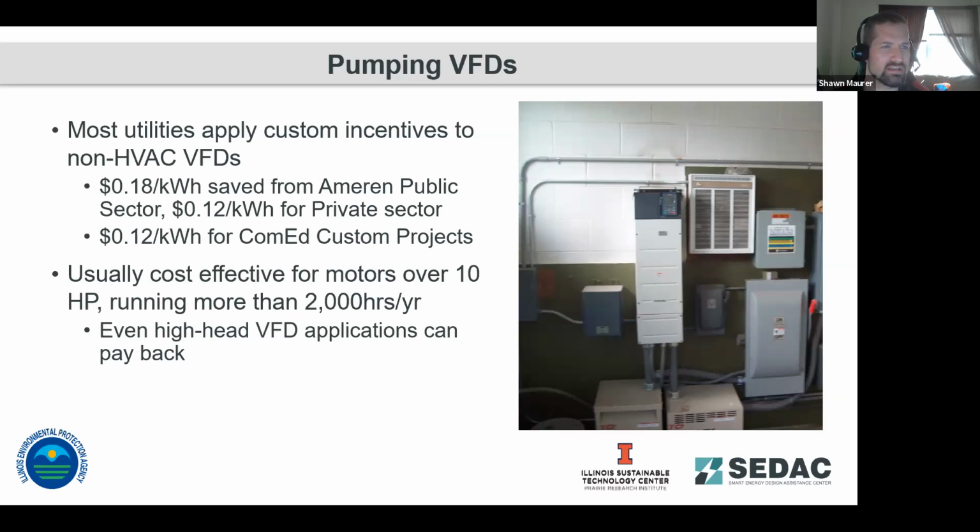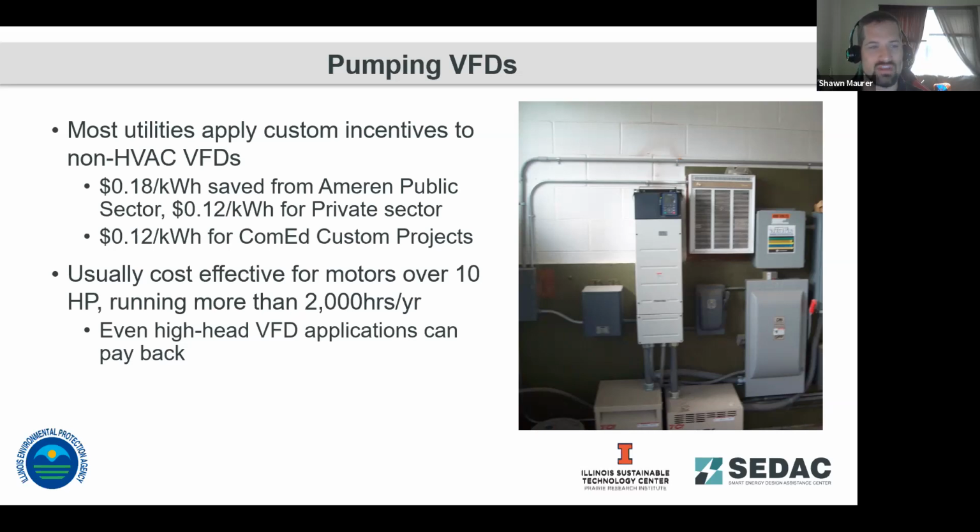So touching on pumping VFDs, as I've noted, most utilities have some incentive for non-HVAC VFDs based around a custom incentive process. So Ameren Illinois has an 18-cent per kilowatt hour incentive for public sector facilities to do customized projects. And in ComEd, that's 12 cents per kilowatt hour for those projects. If you happen to be on a municipal electric service or a co-op, we will contact them and try to figure out if there are incentives for you. And we'll integrate those into the report so that you know what's available.